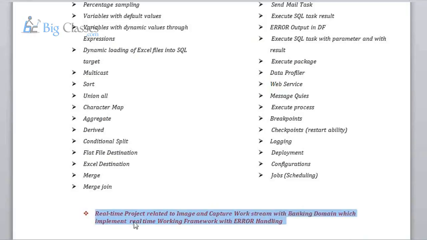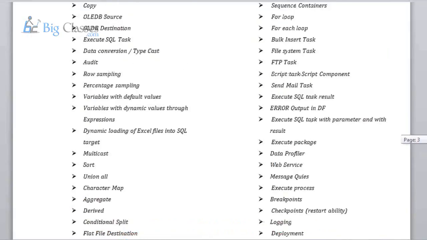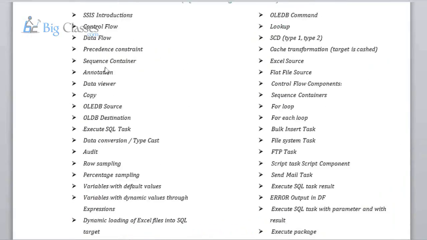It's going to be a very good, interesting project, and I can bet that if you are good in this project, irrespective of the projects you come across in real time, you would be able to handle them easily, because this project has a lot of complexities and a lot of expressions. By the time we come to the project, you will be aware of all the concepts, so you will find the project very easy to understand and work on. This is the SSIS syllabus we will be looking into.